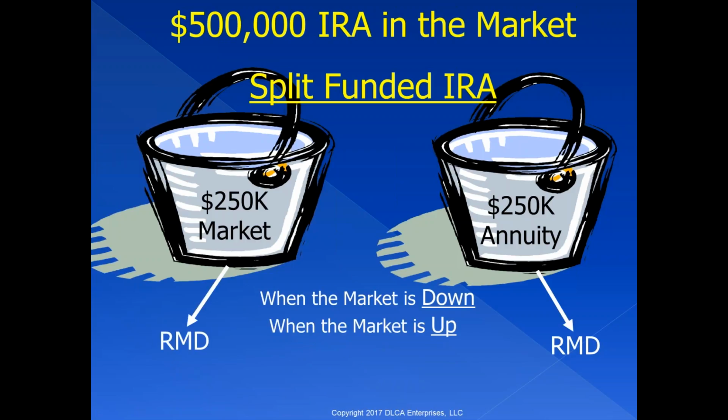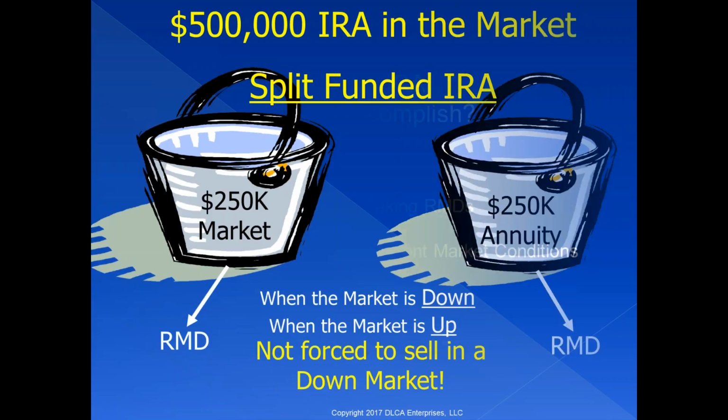So guess what you did? You're no longer forced to sell from your market account via RMDs when the market's down, but when the market's up, you have the opportunity to lock in your gains by taking all of the distribution out of that market account. And in using this technique, the split-funded IRA, your clients will never be forced to sell when the market is down.